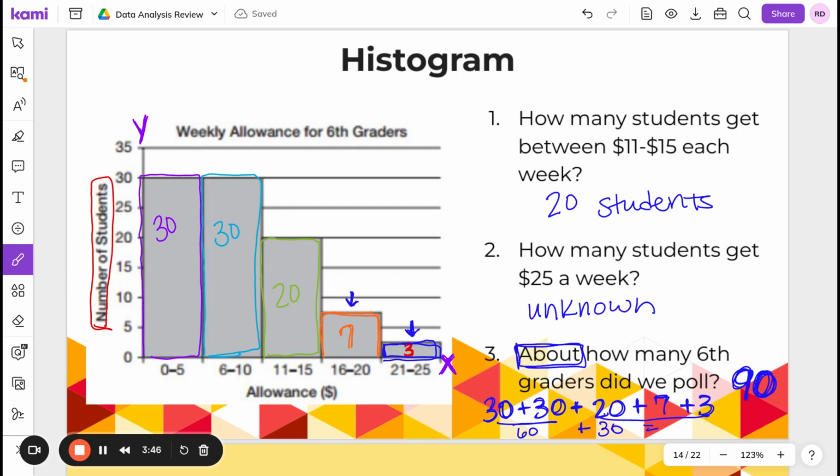Again, your histograms do not give you exact data. They usually just give you a range or a summary.